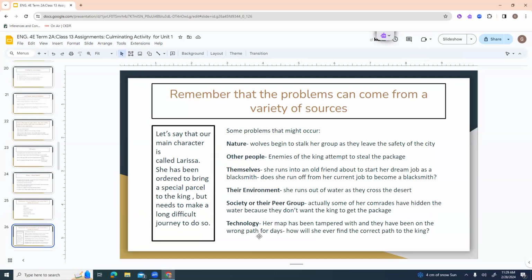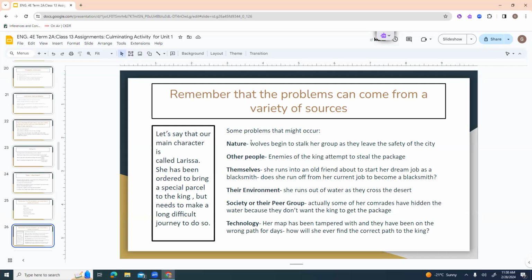So let's say that the main character we have in our story is called Larissa, and she's been ordered to bring a special parcel to the king, but she needs to make a long and difficult journey to do so. So I'm going to try and think of problems for every one of these categories. Now, in a short story, I'm probably not going to use all of them because it's too many, but using my creative juices to get going and thinking about the different problems can help me figure out which problems are useful and which are too far-fetched.